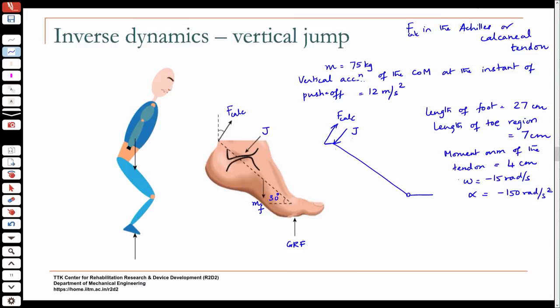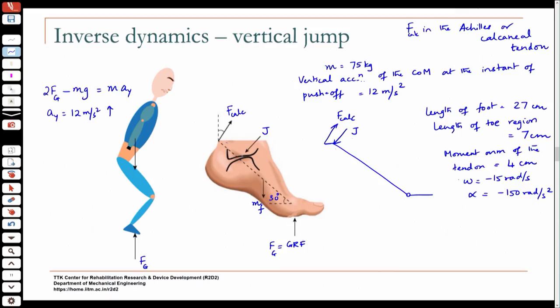So, the first thing you do is, you are given the acceleration of the center of mass. In this case, you are given some of the kinematics, but you do not know the ground reaction force. So, to determine the ground reaction force, you have to use this information. You are given the vertical acceleration of the whole body center of mass. So, if this is Fg, the ground reaction force, then if I am looking at each foot, 2Fg minus mg in the vertical direction gives me ma in the vertical direction. Ay is given as 12 meter per second square.